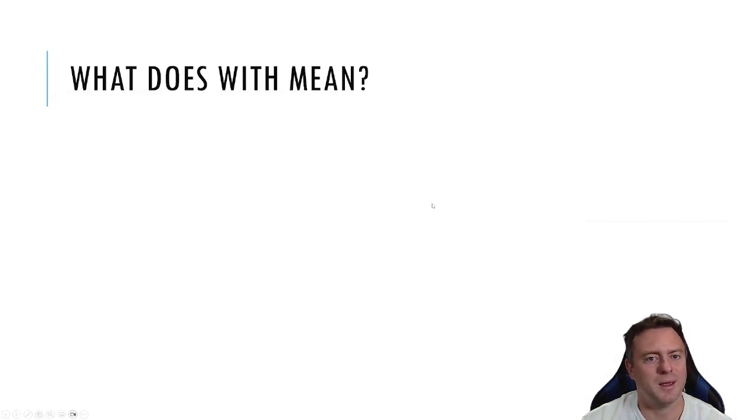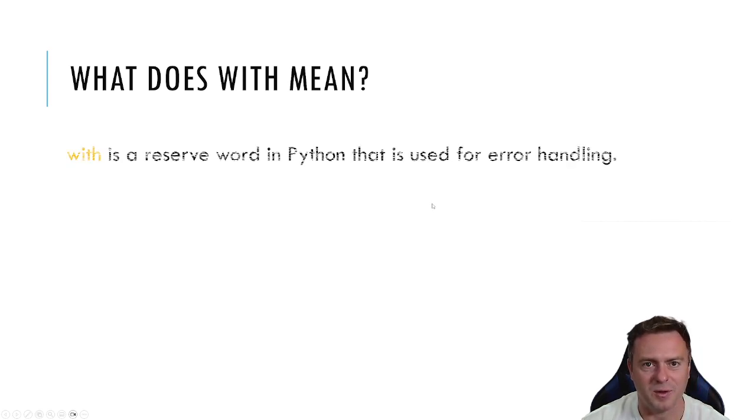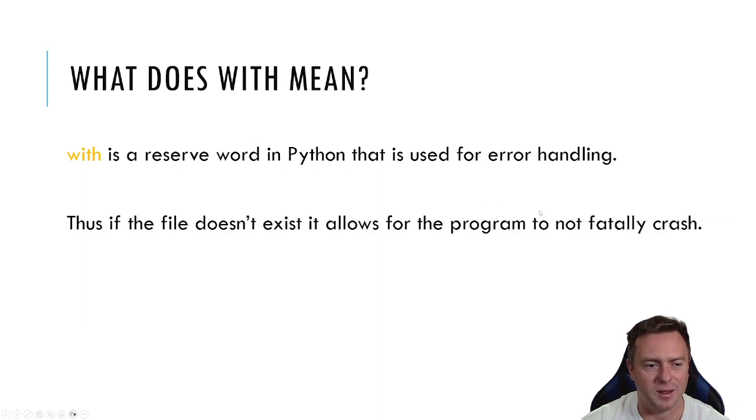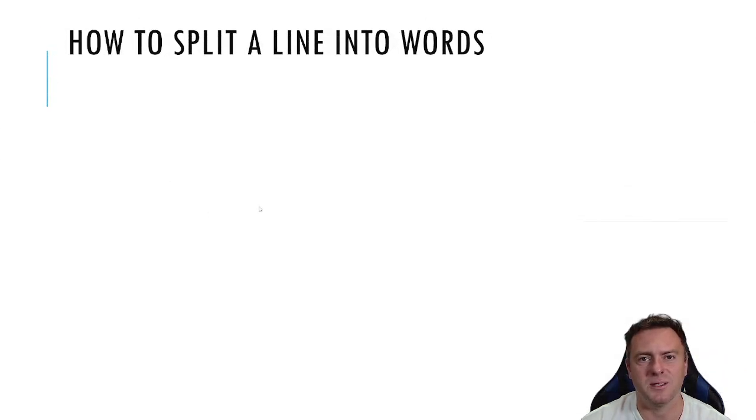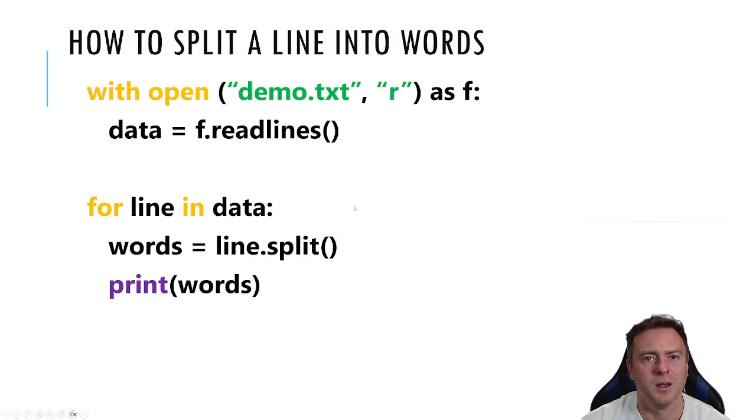So what does with mean? Now with is a really useful word when we're dealing with files. So with is a reserved word in Python that we use for error handling. So if the file doesn't exist, it allows the program to not fatally crash and then it's all game over. So by using with instead of just trying to open a file, it's basically a really safe way of doing it.